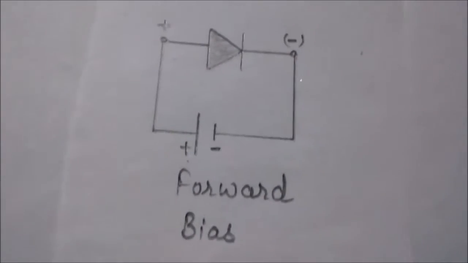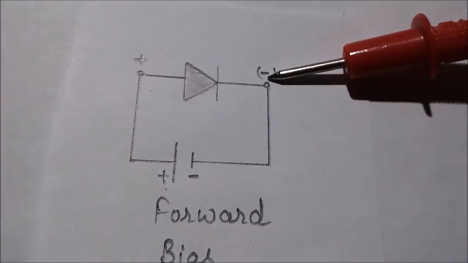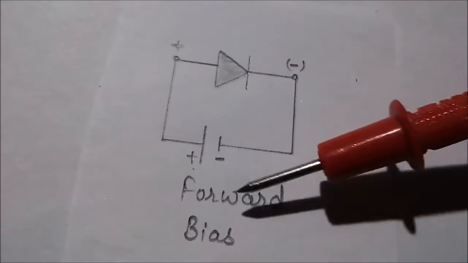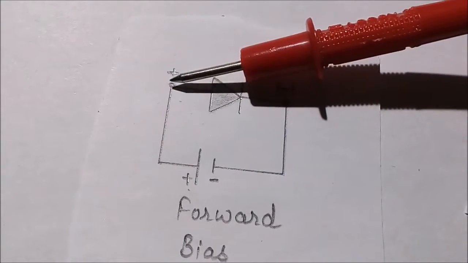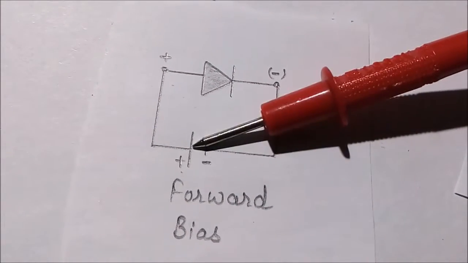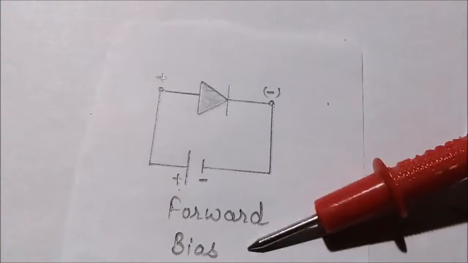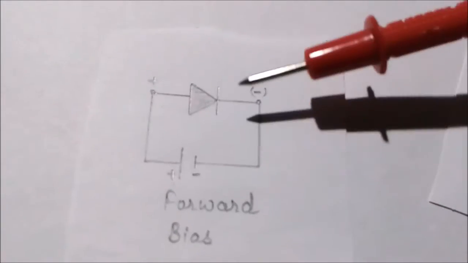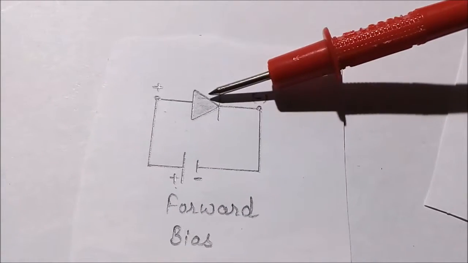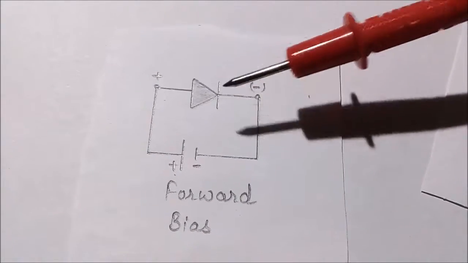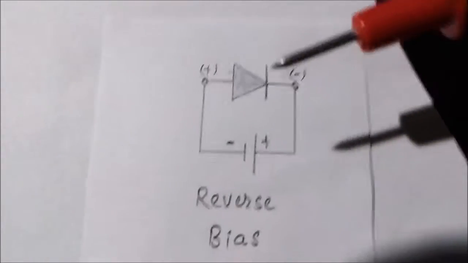There are two configurations of the diode. The first one is forward bias. In forward bias configuration, the cathode terminal of the diode is connected to the negative terminal of the battery, and the anode terminal of the diode is connected to the positive terminal of the battery. So this is the forward bias connection. In the forward bias connection, the diode will allow current to pass through it, and the diode will be in working state.